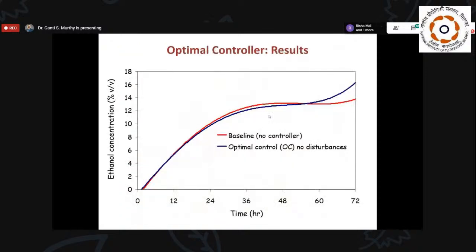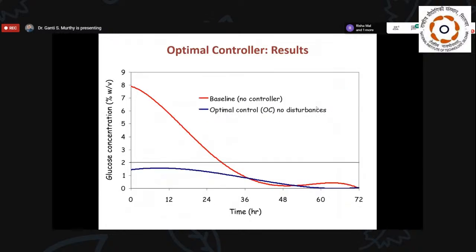Now, what are the results? This is essentially the stuff that we got. As I was mentioning, we typically have fermentation for about 48 to 60 hours. We did it for 60 hours in this case. So you see that for the baseline with no controller and the optimal controller without any disturbances, the ethanol concentration is exactly the same, right? So you might be thinking, why did we do all this? The ethanol concentrations are exactly the same.